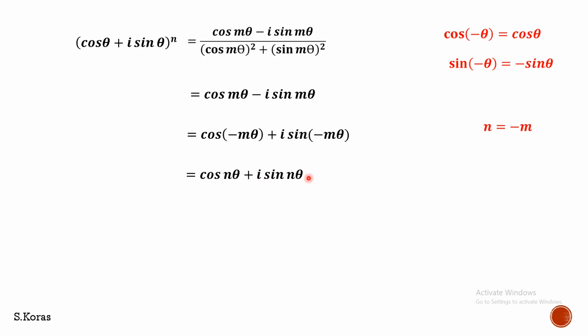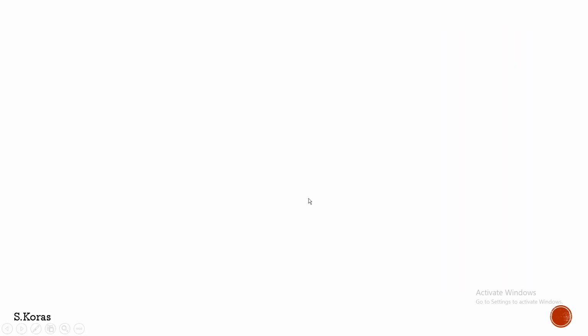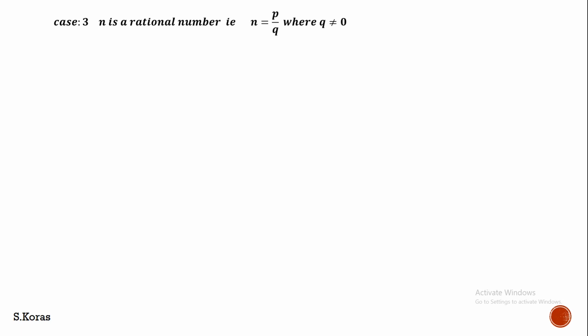In the first case we proved this for positive integers. Now we have proved this for negative integers also. Now let us try to prove it for rational numbers. Here we are considering n as a rational number. That is, n is equal to p by q, where q is not equal to 0.